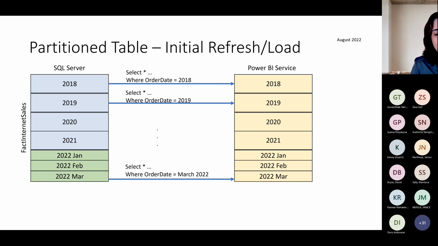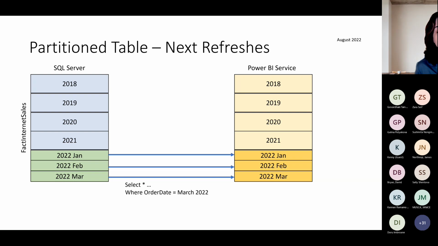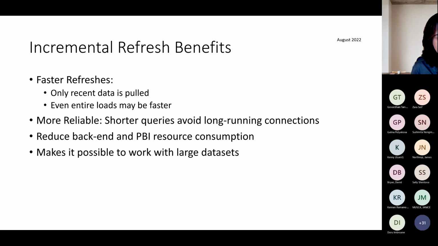So this is the first load. It loads everything. But then from that point on, from the next refresh that you submit from Power BI service, whether it's manual or a scheduled refresh, it is only going to update the last 3 months that you have defined. So this is incremental refresh. The benefit is that even your initial load can go faster. The next loads obviously will go faster because you're only loading the most recent data.